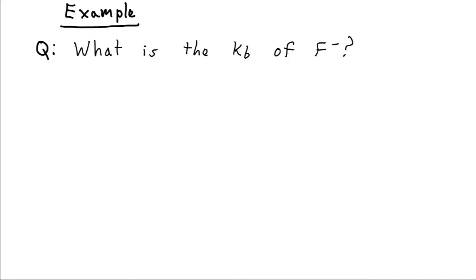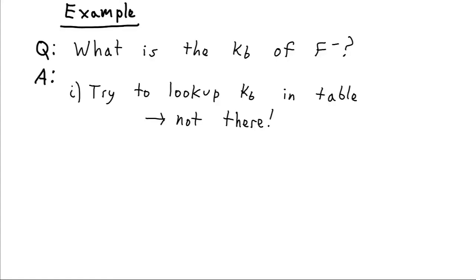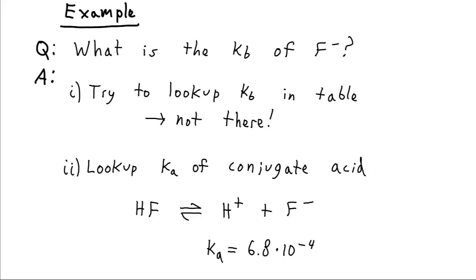An example of how this is useful, let's say that we want to find the Kb of our fluoride ion. Now what we'd probably start doing is trying to look this up in our table, and in most cases I think we would find that it's not there. It's not listed in the table. Well, the reason it's not listed is because it's more common to be dealing with its conjugate in the acid form. So what we want to do instead is look up the Ka of the conjugate acid, which is going to be HF. That's fluoride plus the proton.